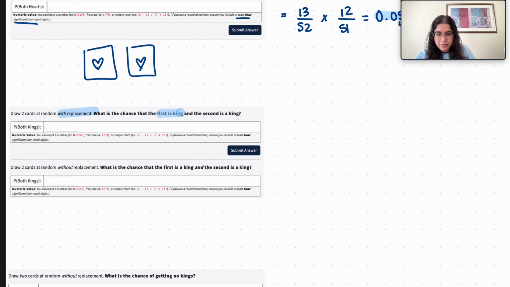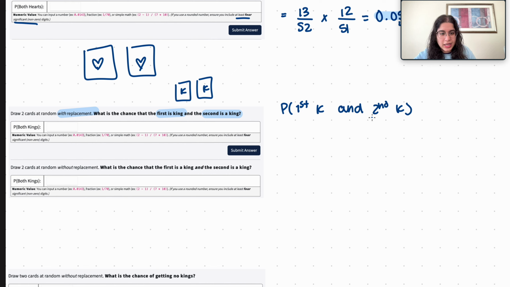Now, what is the chance that the first is a king and the second is a king? So here, if we pick 2 cards, we want the first to be a king and the second to be a king. So I can write my probability statement here. The first card is a king and the second card is a king. And instead of writing "and", I can also use this symbol, that's also an equivalent symbol here. I'm just choosing to write it out in words.